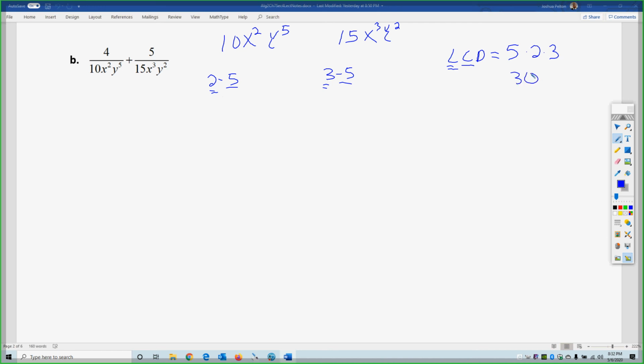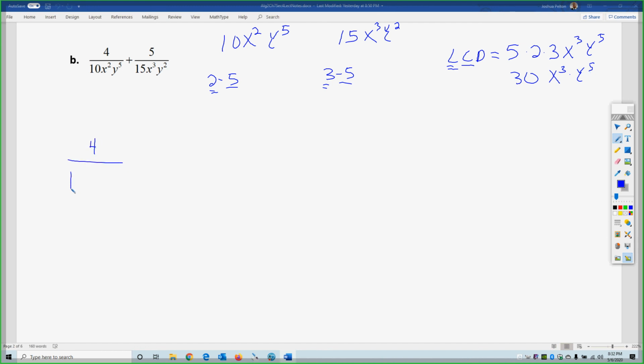Okay, so that gives us 30, because 10 and 15, the lowest common denominator is 30. So as far as the variables go, you can do the same thing, or just look at the higher value. So I have x squared and x cubed, so it must be x cubed. Then I have y to the 5th and y squared, therefore it must be y to the 5th. So that is the quicker strategy versus doing it the long, grade school method of lowest common denominators if you want to do it that way too. Okay, so let's rewrite the problem.